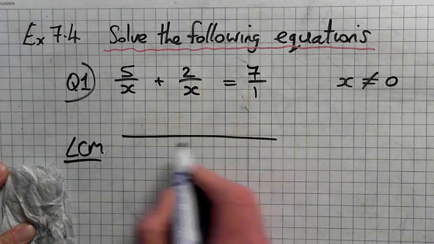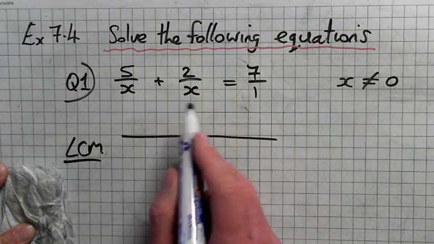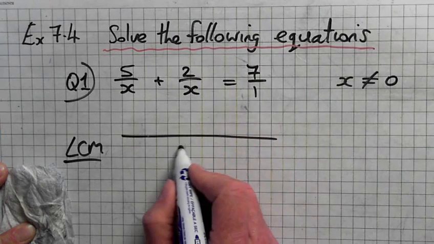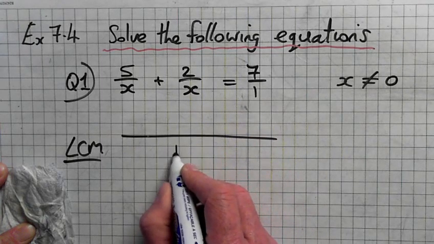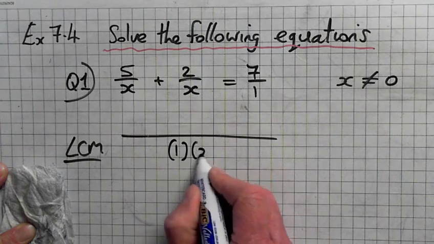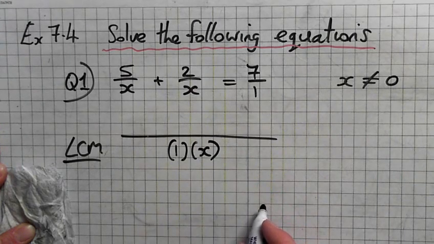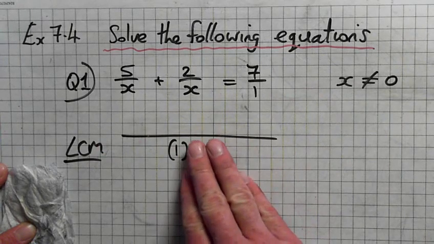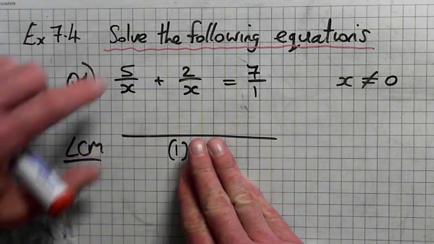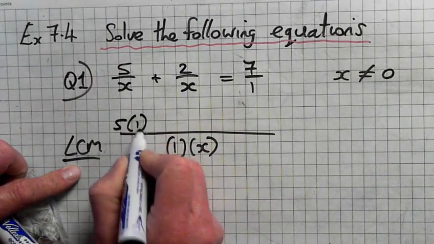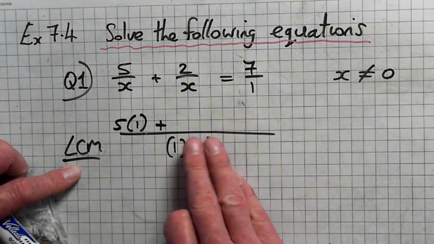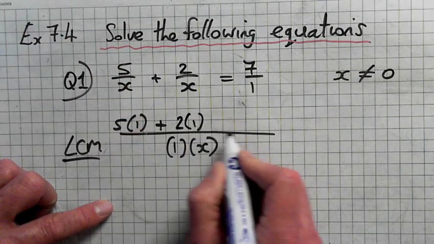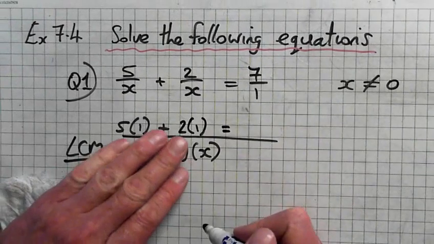So the LCM, well, what I'll do is I'll write down what they will all divide into. They all divide into 1x. Alright? So divide x into this, hide the x, 1's left. 1 times 5. Plus, divide the x into this, 1 times 2. Or 2 times 1. Divide 1 into that, what's left?